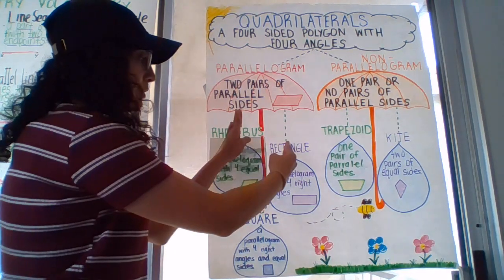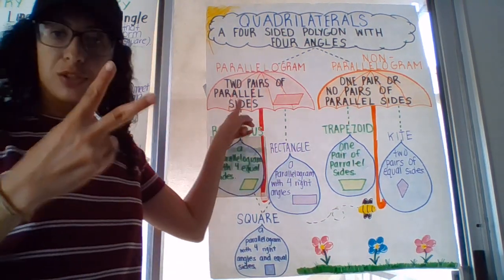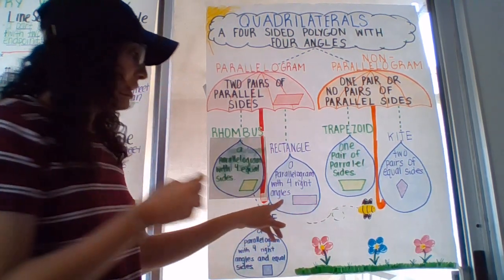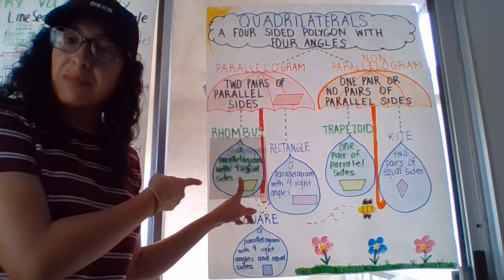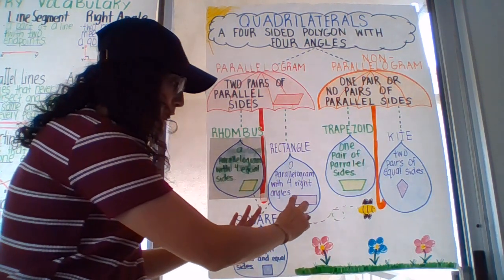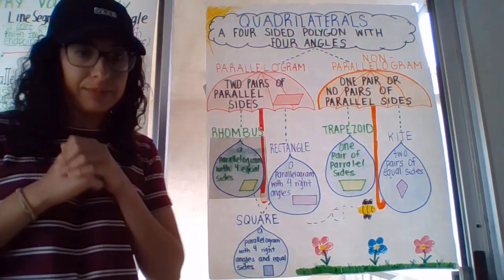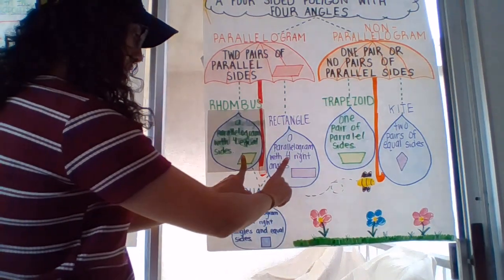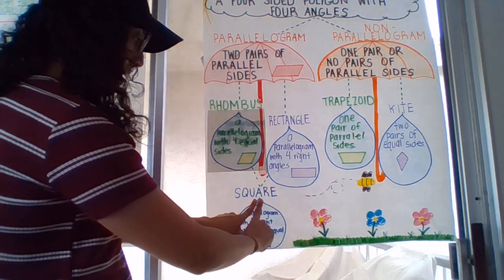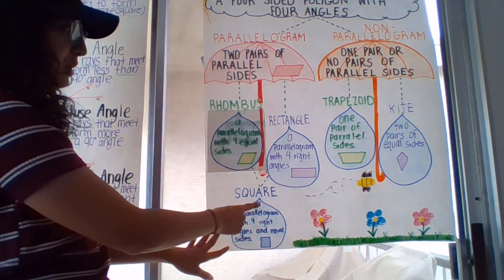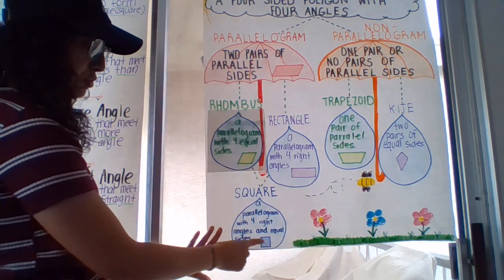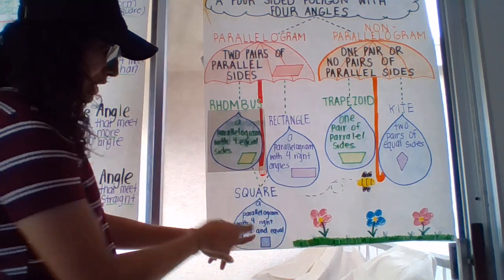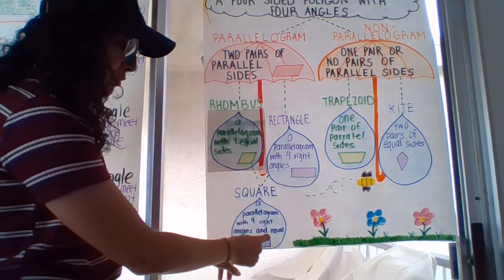But then we have a rectangle. A rectangle also has two pairs of parallel sides. This is parallel and this is parallel. This is parallel and this is parallel. However, unlike a rhombus, a rectangle has four right angles. Okay. Then we have these two that are best friends and they make a square. A square is a parallelogram because it has two pairs of parallel sides. It's a rhombus because all sides are equal. And it's also a rectangle because it has four right angles.